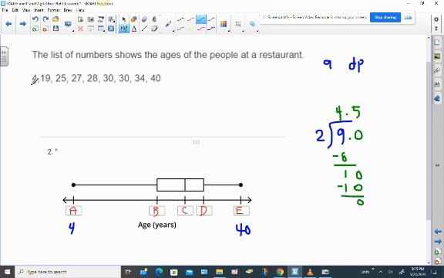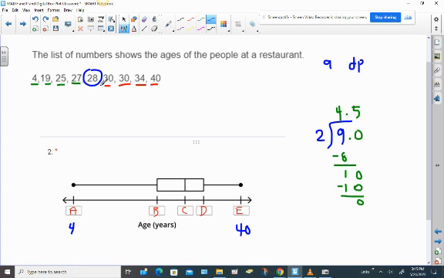So that means we want to count 1, 2, 3, 4 from the low end, 1, 2, 3, 4 from the high end, and that makes 28 the median. So that's going to be C. C is the median, 28.